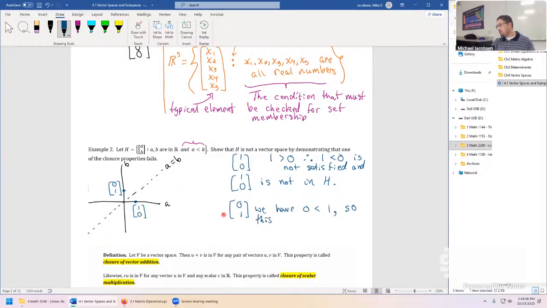So this is in H. Anything on this line is not in H because this is not A less than or equal to B. So we throw out all these values here. And now every single vector on this side is inside H. So if we were to shade, here's what it would look like.